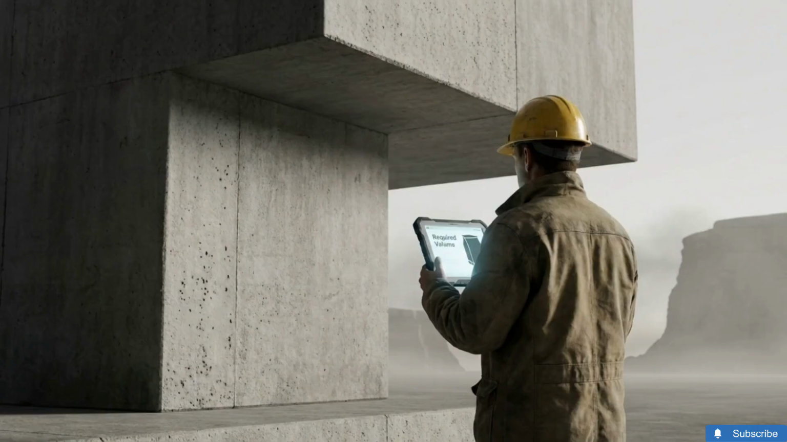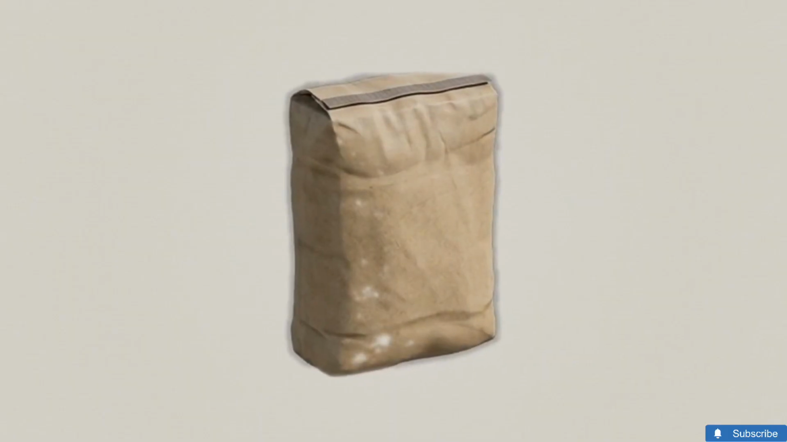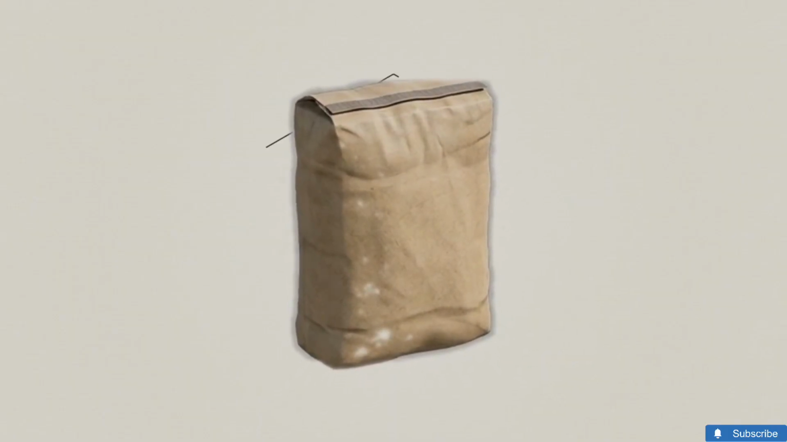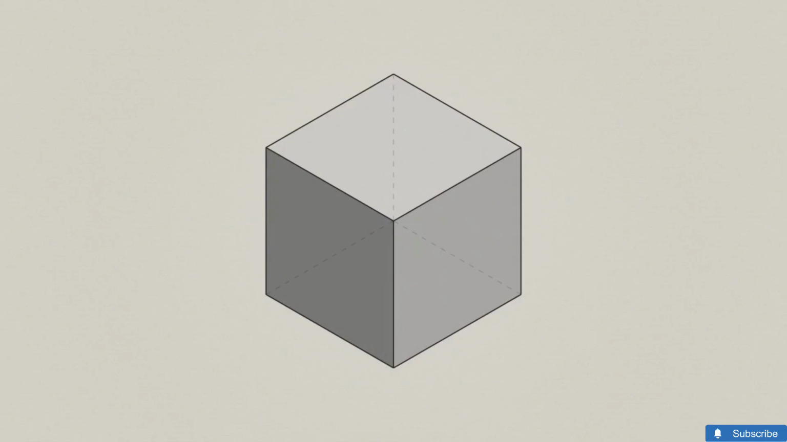To use this material on a job site, we must convert its fixed weight into a usable volume. We divide the 50 kilograms of a standard bag by the standard density of 1,440. This gives us the standard volumetric yield of a single bag, exactly 0.0347 cubic meters, which translates to 34.7 liters.